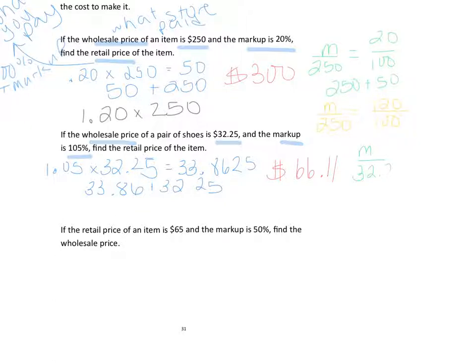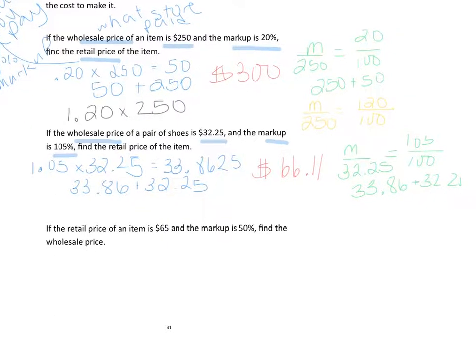If we were to take that work and put it into the proportion method, we're looking for our markup out of 32.25, and we want to know 105%. And that would give us the 33.86, which we would then have to add to the 32.25. And that's when we get $66.11.